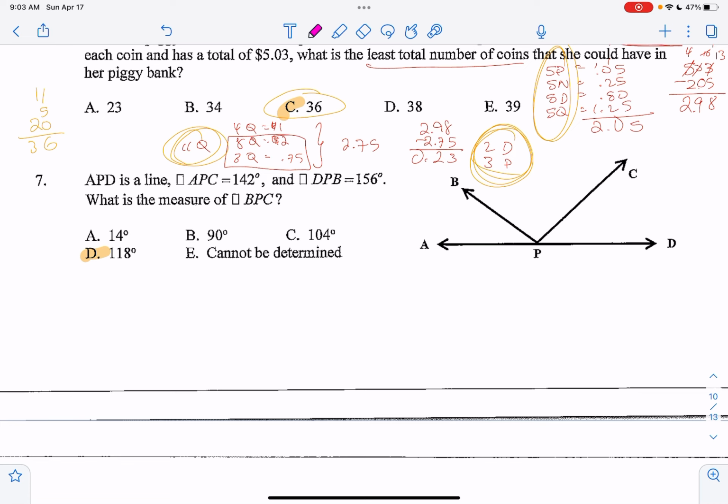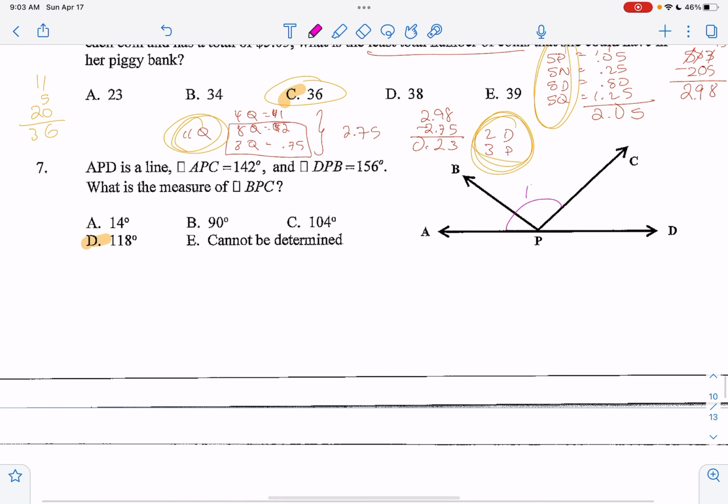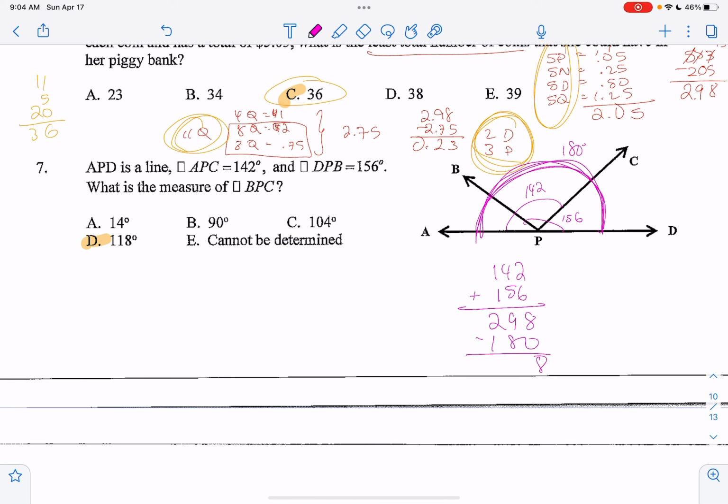Okay, so for this one, you have APC is 142, and then DPB is 156. So if you add 142 plus 156, that would be 298, but you double counted this angle in the middle. So if you subtract 180, which is these three angles, just counted once, you have 118, that will be the double counted angle, which will be choice D.